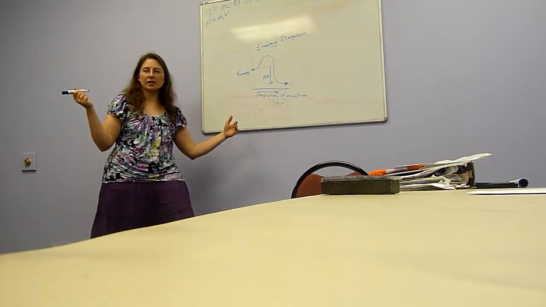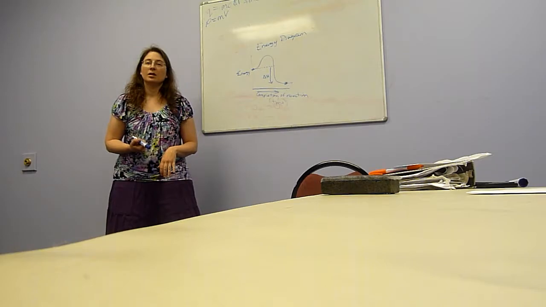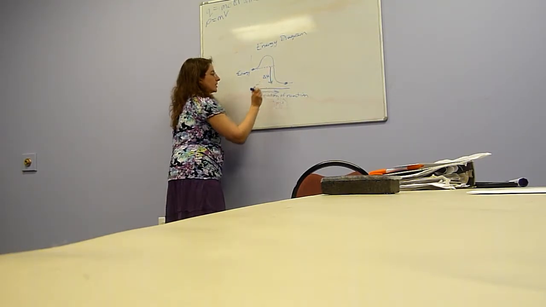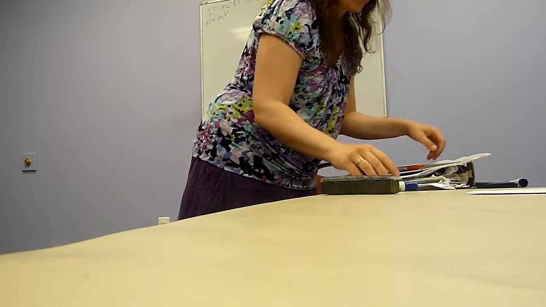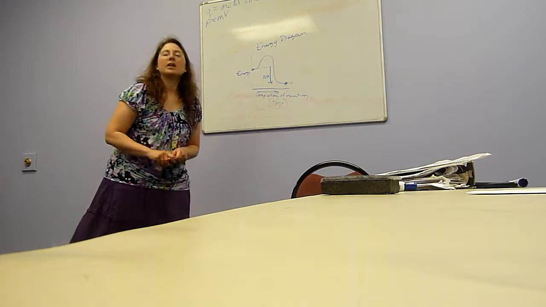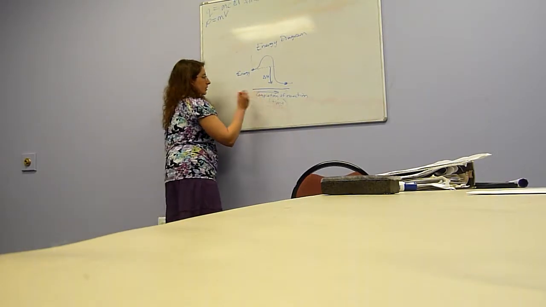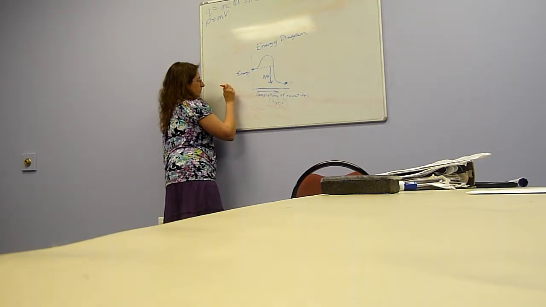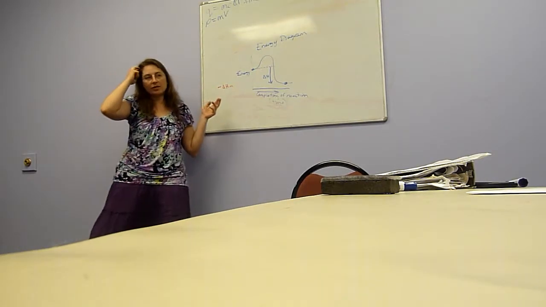Is delta H the dotted line or the arrow? It's the arrow. Delta H is the difference in energy between the reactant and the product, and that's called enthalpy. Remember enthalpy? If enthalpy is negative, which this enthalpy is negative, then what kind of reaction is it? What kind of reaction do you have if delta H is negative?